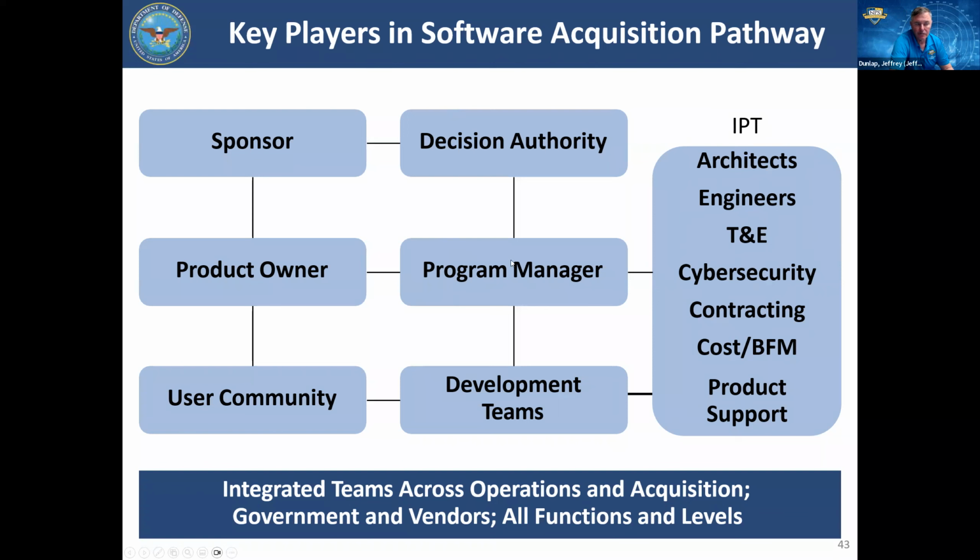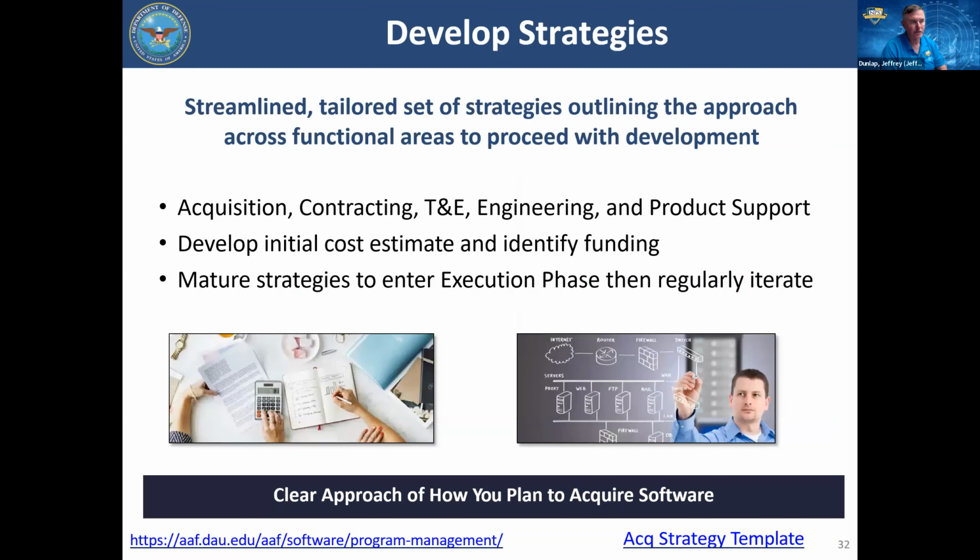If you look at the person in the middle, the program manager is connected to the product owner. The decision authority, like your milestone decision authority type of person, usually at PEO level, and the sponsor who's paying for this. The user community is connected to the development team, right? This is what they're trying to convey. The user community is providing support to the development team to make sure they're developing the right product. So when we say we need to be an integrated team, this is how we're defining how this works. So let's go through this.